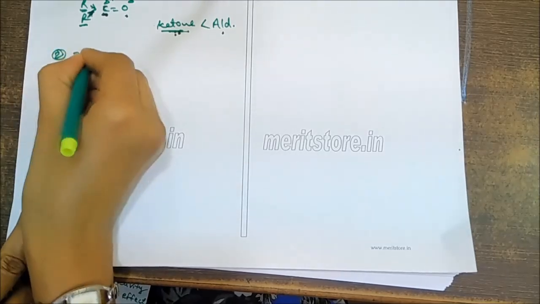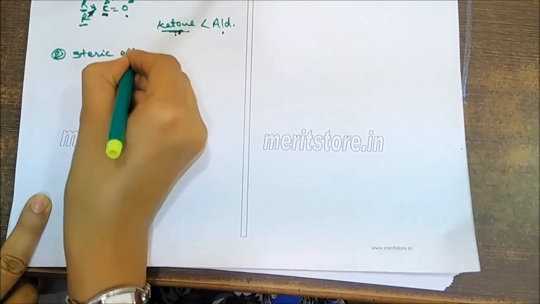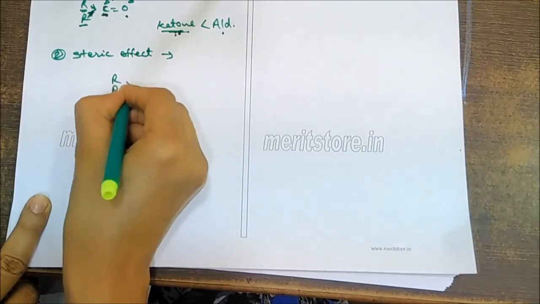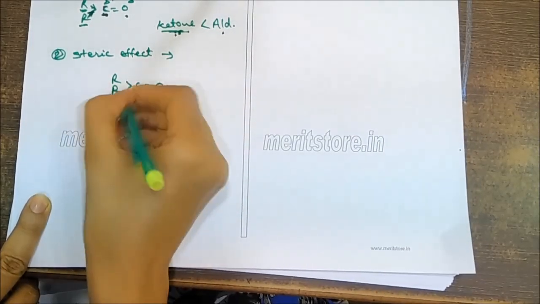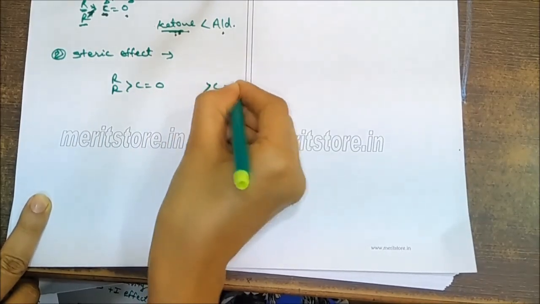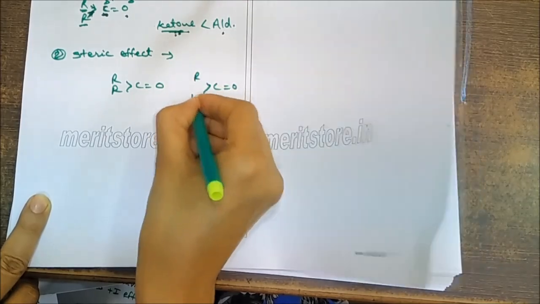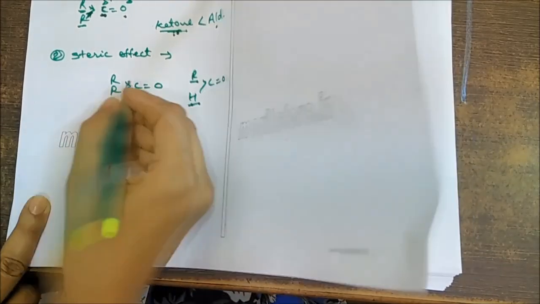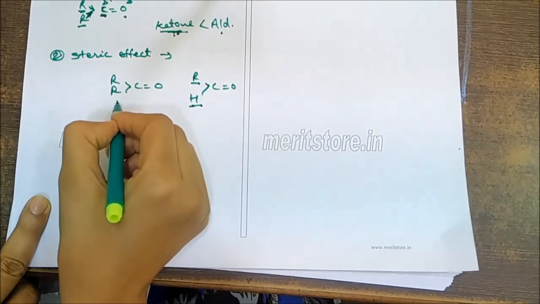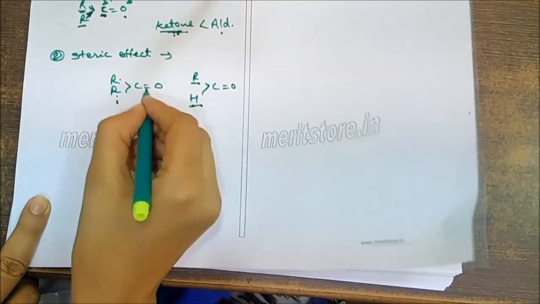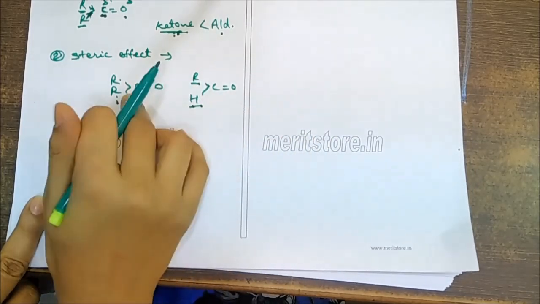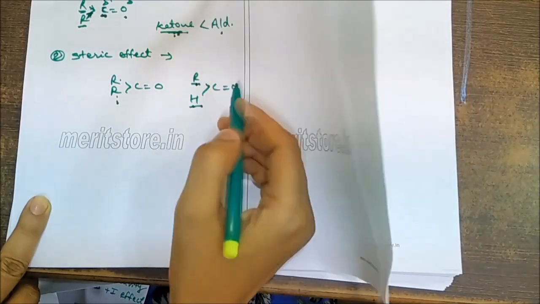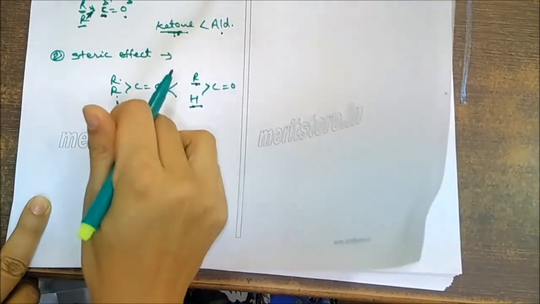Next is steric effect. How will steric effect affect the reactivity of aldehydes and ketones? See, here there are two alkyl groups, and in aldehydes this may be an alkyl group or hydrogen, and the second will, of course, be hydrogen. So in ketones there are two bulky alkyl groups. These two bulky alkyl groups will hinder the attack of nucleophile on this carbon, whereas in aldehydes only one alkyl group is there. So this is more reactive as compared to this ketone.